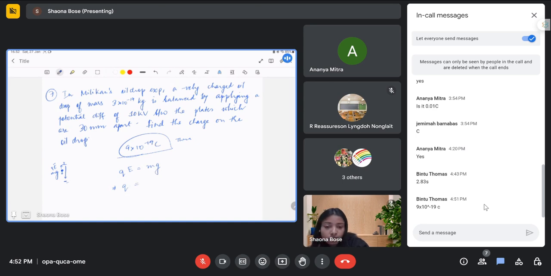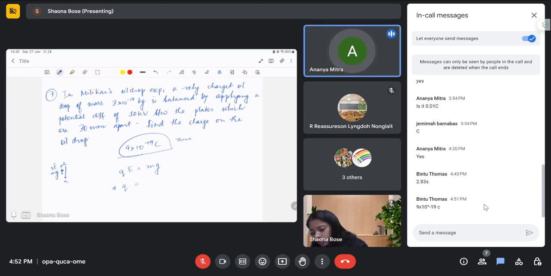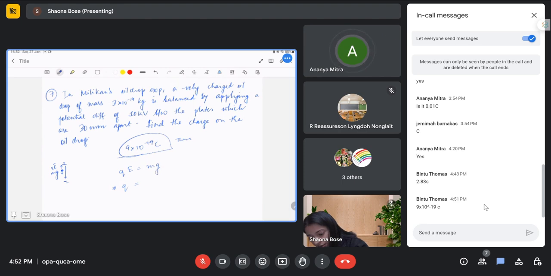So let us put in the values. E is equal to V by d. So the formula is Q equal to mg d by V. Yes, absolutely.